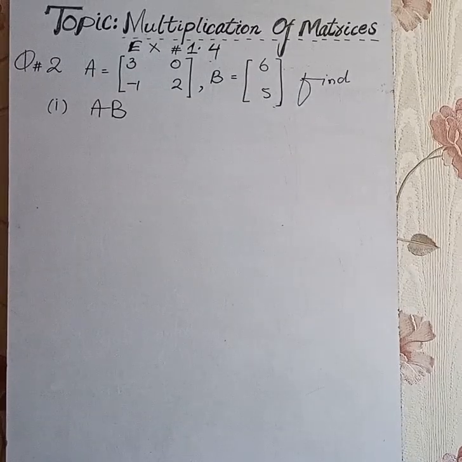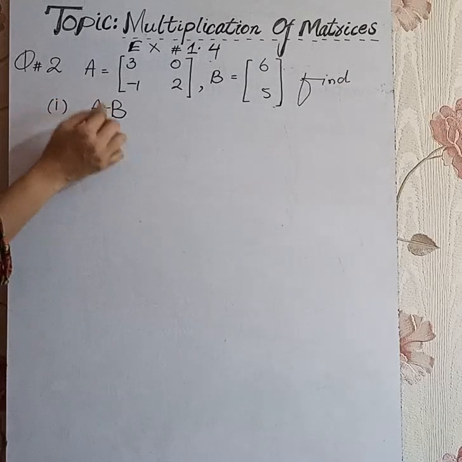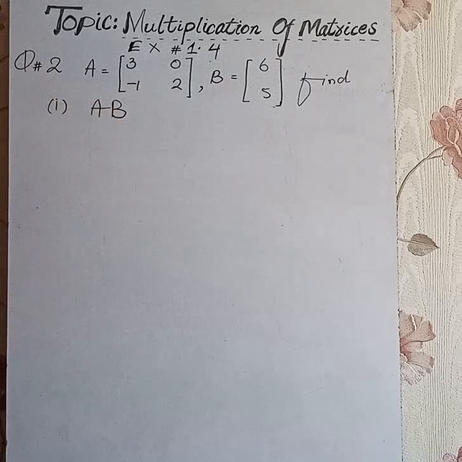Let's come towards question number 2. Question number 2, the matrices A and B are given over here. We have to find AB. Meaning, if there is no sign between A and B, we are going to multiply them. Now, how will we multiply the matrices?